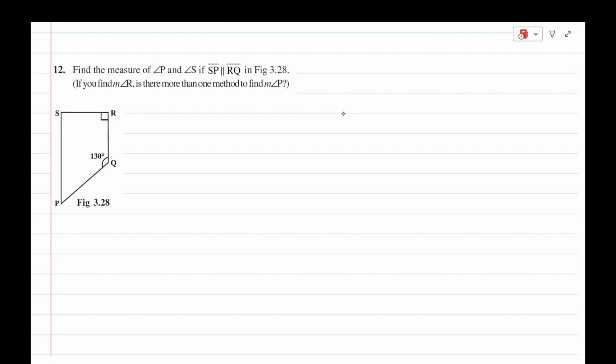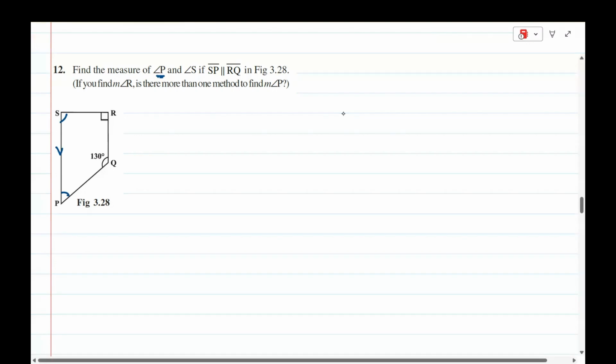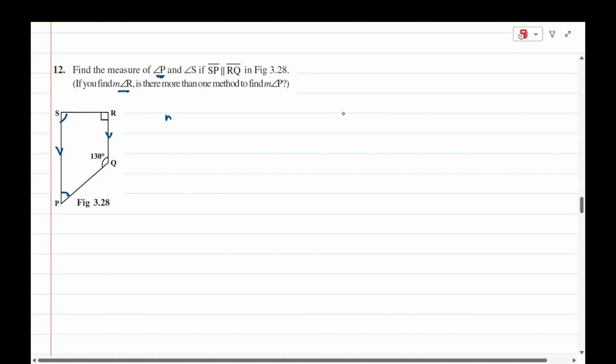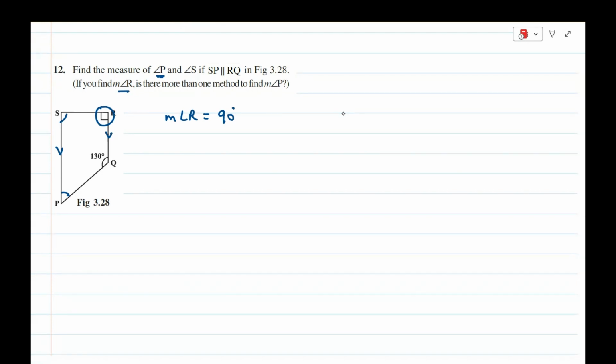This is the last question of the exercise. It says find the measure of angle P. We need to calculate this angle, and S also, which is this. If SP is parallel to RQ. If you find measure of angle R, suppose I have calculated R, is there more than one method to find angle P? Let's check. So first of all, measure of angle R is how much? 90 degree. And why so? Because this symbol mentions that this angle is a right angle. Right angle means 90 degree. And these two lines are parallel, right?